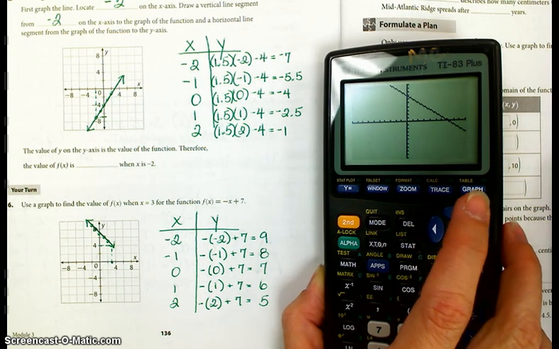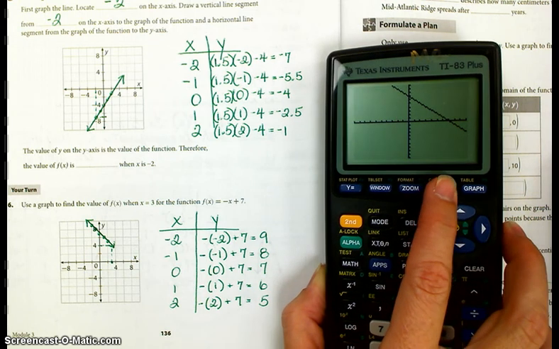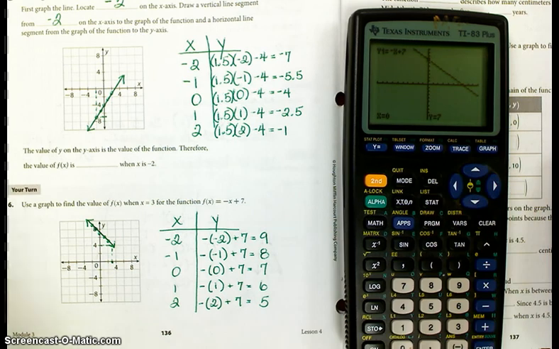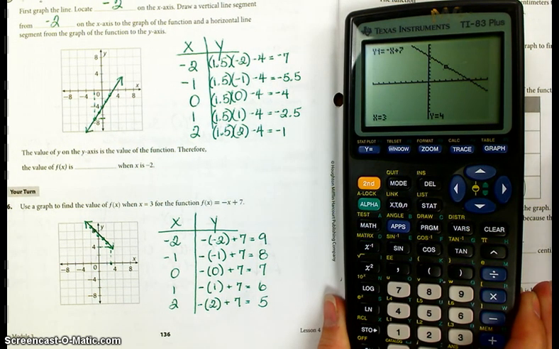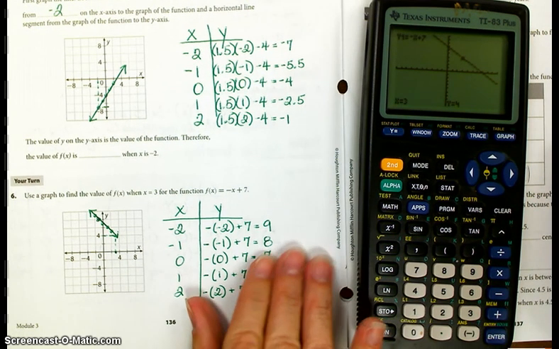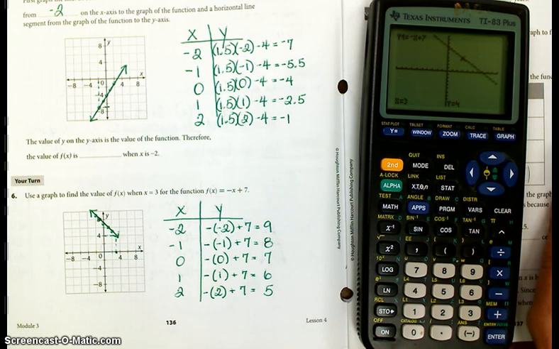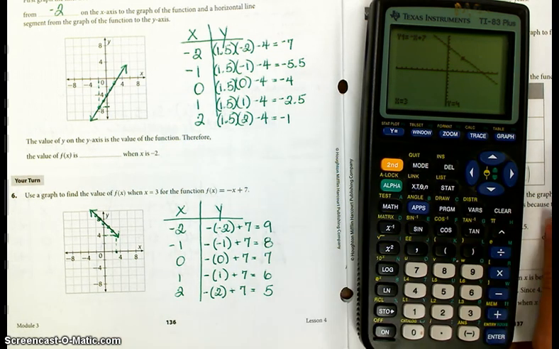And then if I want to know what the value of y is when x is 3, then I hit the trace button. And it already knows that you're asking about an x value, so you just have to put 3 and hit enter. So when x is 3, the y value is 4. And I could have figured that out if I'd kept going on my x values. But anyway, there's two different ways to do the same thing. One by hand and one on the graphing calculator.